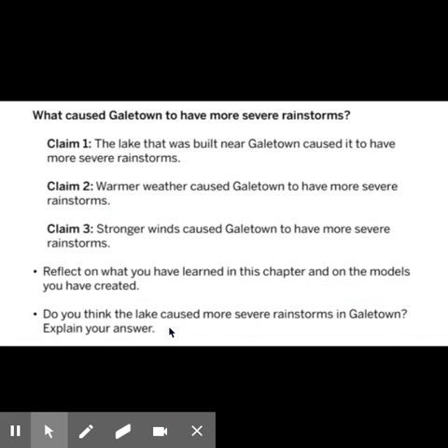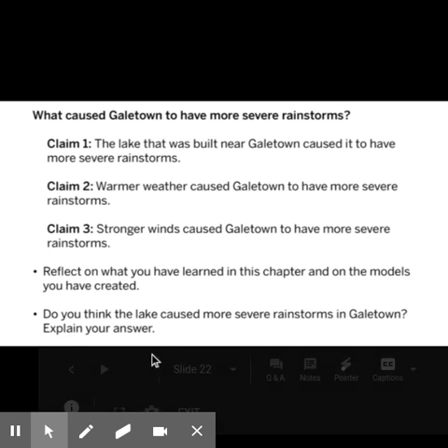When you're finished, you may want to think about these claims again and really think about what you have seen. Reflect on what you've learned so far and see if you agree at this point with any of these three claims.